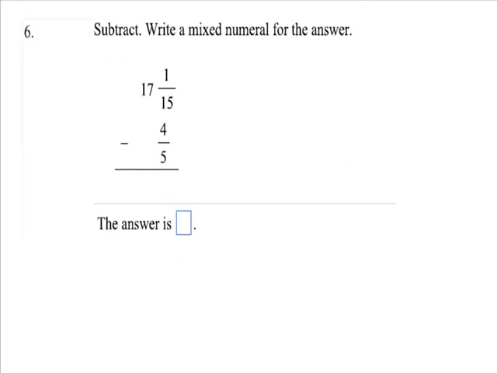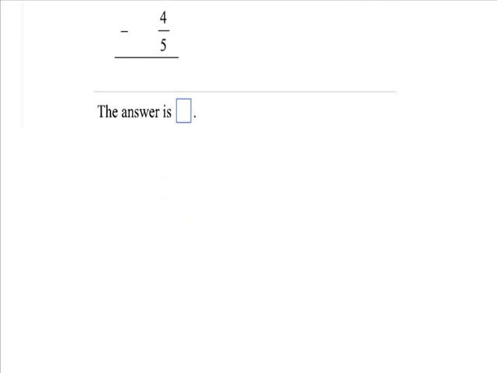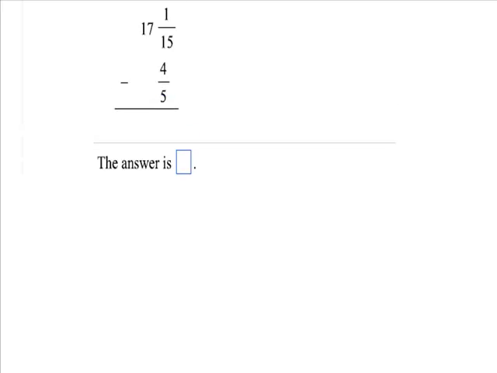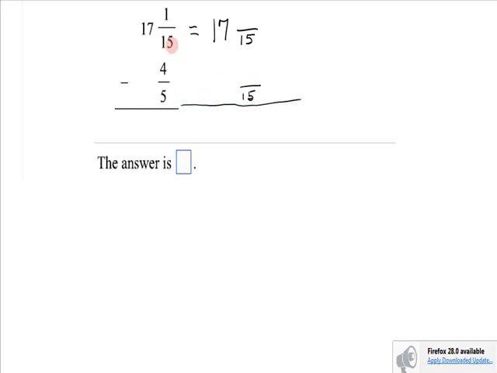All right, looks like we have one more to practice. The common denominator for 15 and 5 is 15. So this will be 17 and some 15ths. This will simply be some 15ths because there is not a whole number part to this. No change on the 15, so no change on the top. 5 goes into 15 3 times, and 3 times 4 is 12. I cannot subtract 12 from just 1, so it's time to borrow.